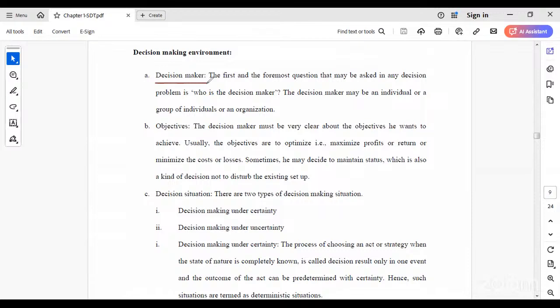Next, their objectives. The decision maker must be very clear about the objectives he wants to achieve. Usually, the objectives are to optimize, that is, maximize profits or return, or minimize the cost or losses. Sometimes he may decide to maintain the status quo, which is also a kind of decision, not to disturb the existing setup.